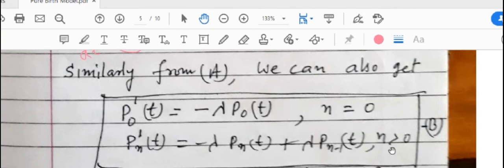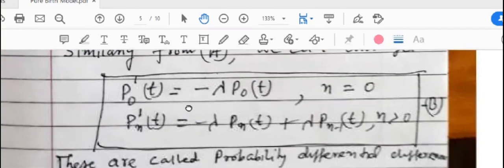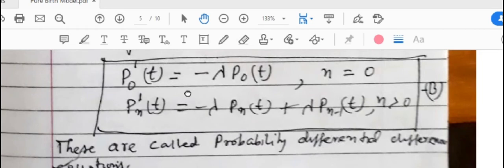For n is equal to 0, and n greater than 0, these are two basic equations. Again, these are called probability differential difference equations. Since this is involved, therefore it is called the differential difference equation. Since it has involved the concept of probability, therefore it is known as a probability differential difference equation.